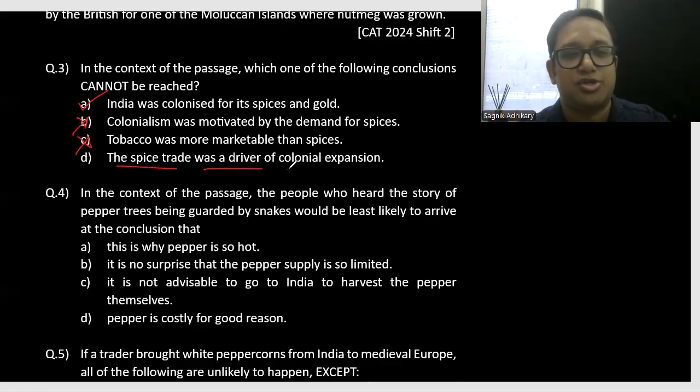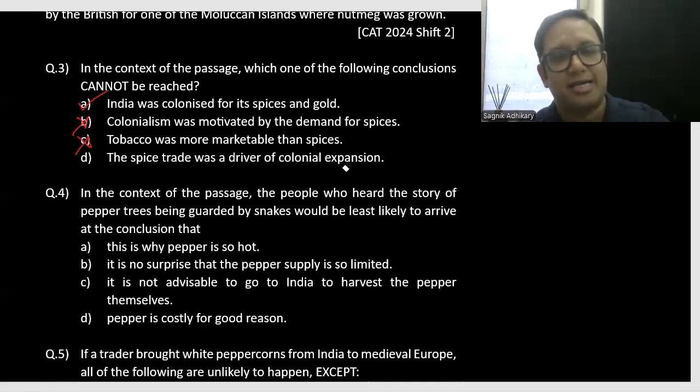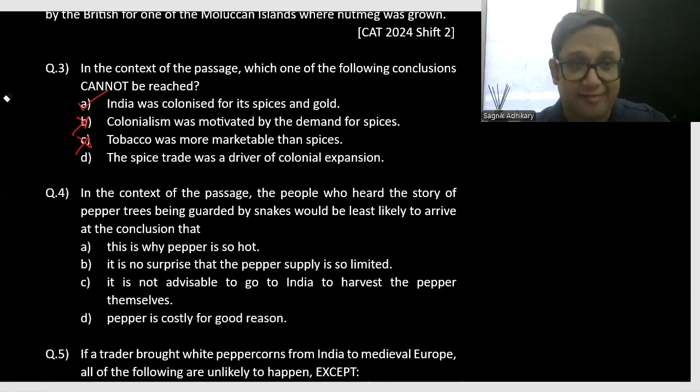The spice trade was a driver of colonial expansion. Same argument as option B. Colonialism was, at least in the context of Europe, inspired by the spice trade. Initial waves of colonialism were inspired by the spice trade. So not this, the correct answer is option A.